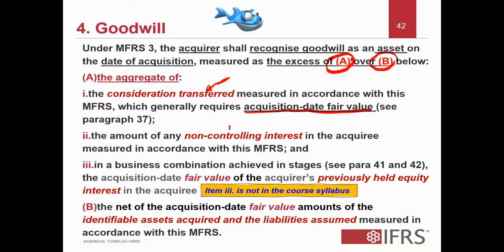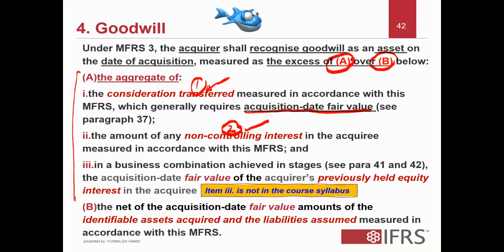The second one is the NCI, non-controlling interest. How much is the amount of the non-controlling interest that has been measured? The third one we will not discuss because this is outside the scope of our syllabus. But the third one is on fair value of the previously held equity interest. But we will not discuss on that. You will discuss that further should you go and deepen your understanding of MFRS 3 in your maybe more advanced study. So that was actually A.